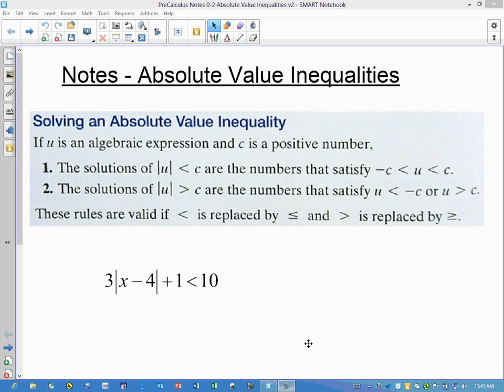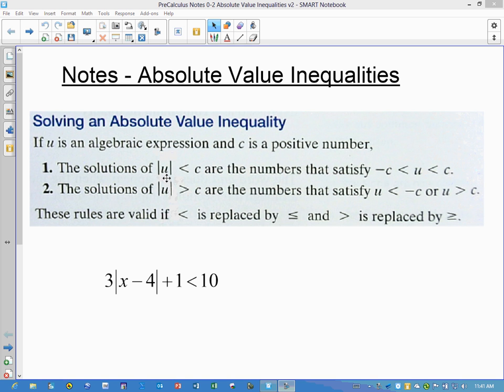Hello, this is Mr. P, and today we're going to learn about absolute value inequalities. We're going to first take an analytical approach to solve these, and then we're going to look at a more geometric approach. Analytically, we have a pretty good rule set up for handling absolute value inequalities.